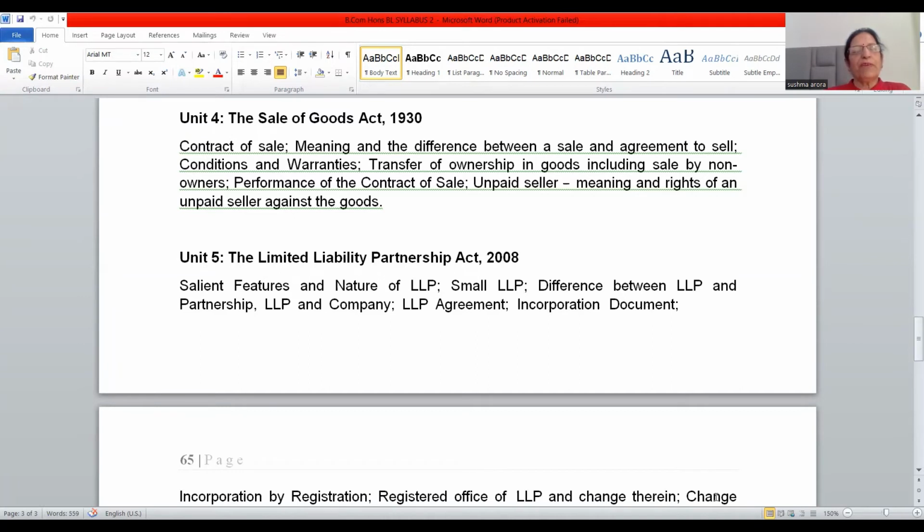Coming to unit number 5, which is LLP Act 2008. Salient features of LLP, nature of LLP, small LLP, differentiate between LLP and partnership. How is LLP different from company? What is LLP agreement, which is not mandatory in case of LLP? Incorporation document is one of the very important documents pertaining to registration or incorporation of LLP.